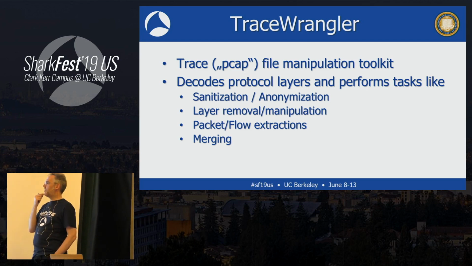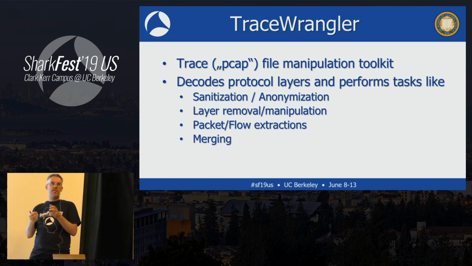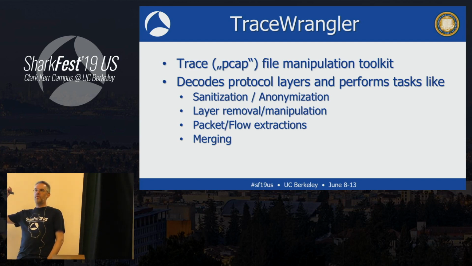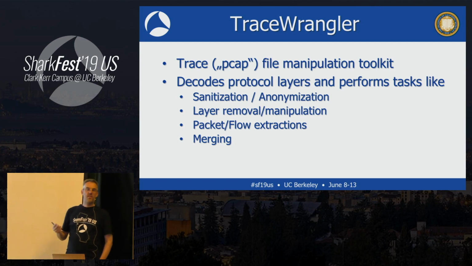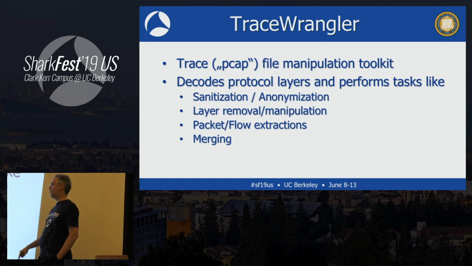Then another function is a layer removal and manipulation feature. That comes in handy if you have a capture that has a protocol layer that your tools don't understand. For example, sometimes you get a capture from a firewall and it prepends a certain firewall-specific layer before the packet starts. Wireshark can usually deal with that, but some other tools that you might be using can't, and TraceWrangler can get rid of that for you. I will show how that works.